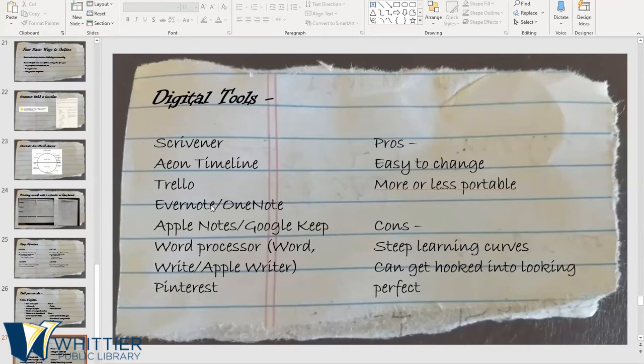The cons: oh my God, does Scrivener have a steep learning curve? Trello is pretty easy. Evernote can be a little weird. Your word processor is easy, but they can have rather steep learning curves. Aeon Timeline, I didn't have as much trouble with. Scrivener, sometimes I still can't get my head around. The other thing is, you can really get hooked into making everything look nice and pretty. And I will show you exactly what I mean. I'm going to stop the share screen, start the share screen. Let's show you Scrivener.